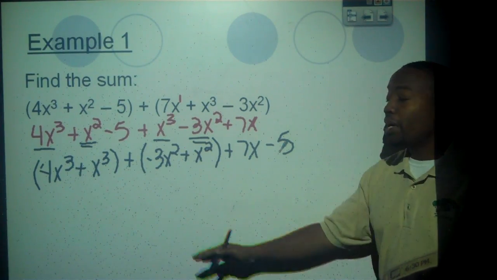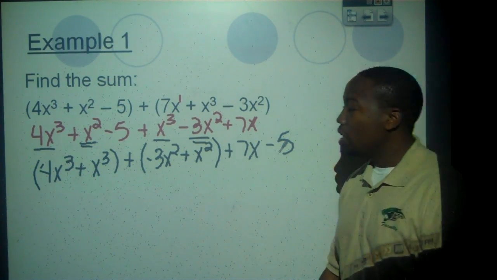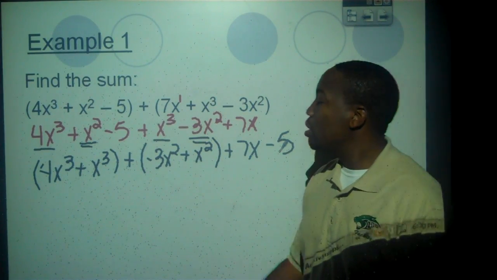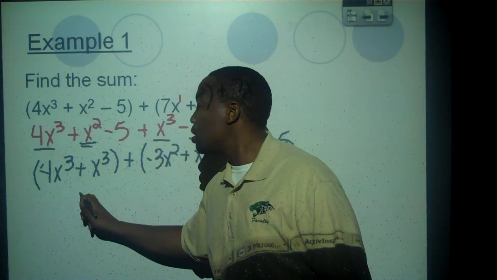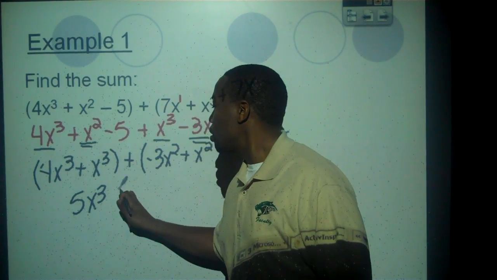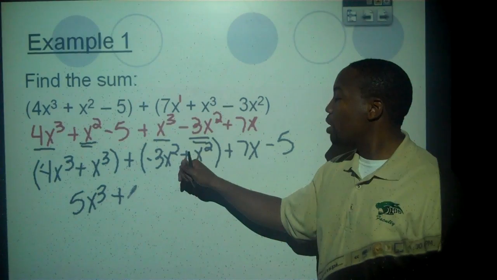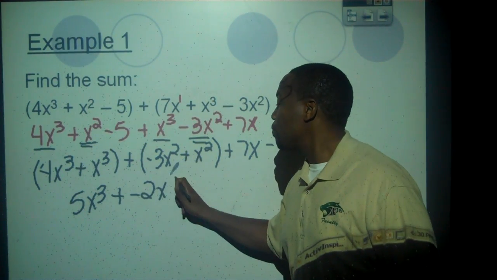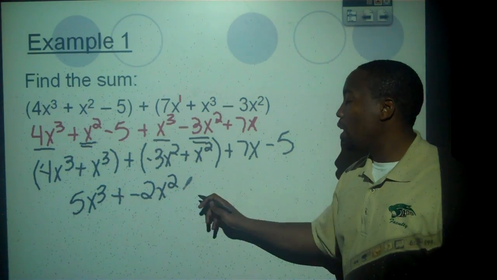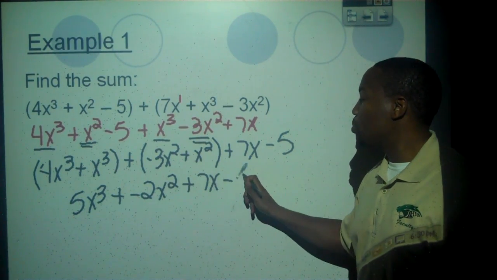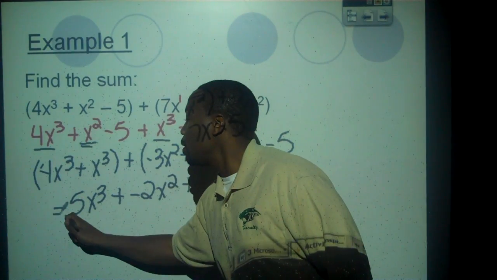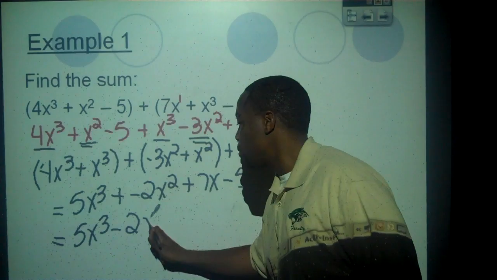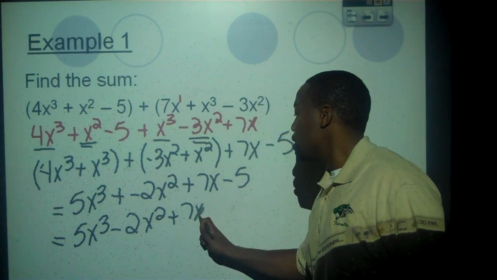Alright? Now that everything looks good, all we need to do is combine everything together. Combine like terms. 4x to the third plus x would be just 5x to the third. This negative 3x squared plus x squared would just give me minus 2x squared. This 7x, I don't have to do anything there, it's not like anything, so just bring it down. And then when I'm really done, my answer would be 5x to the third minus 2x squared plus 7x minus 5.